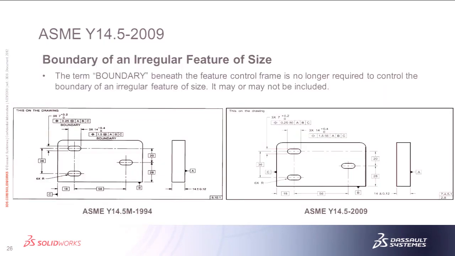Go ahead. So remember we talked about a regular feature of size. We've always been able, well, in 94 and now in 2009, you were able to do control of slots using a positional call out, so true position. In 94, they required the term boundary to be underneath the GD&T call out. In 2009, you no longer have to do that. You can, you don't have to.